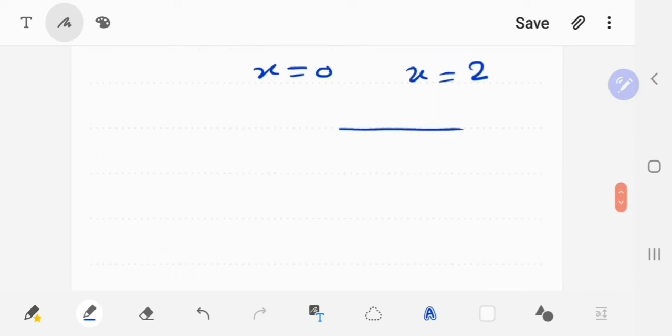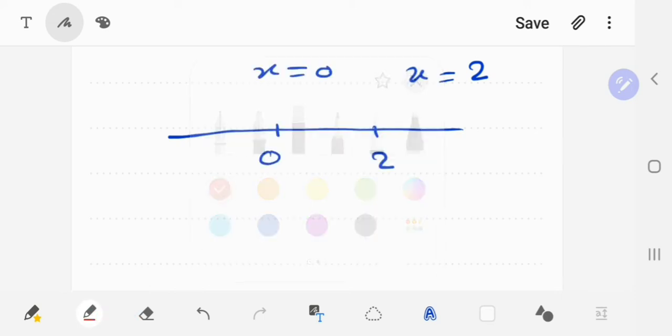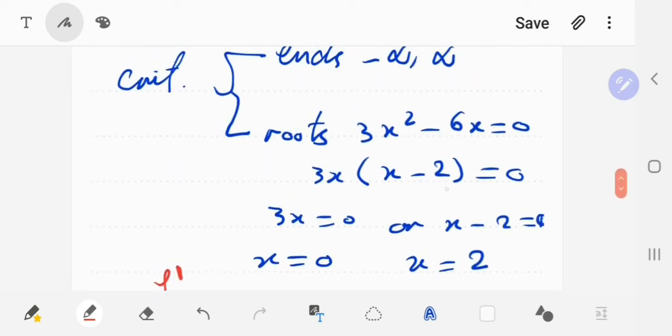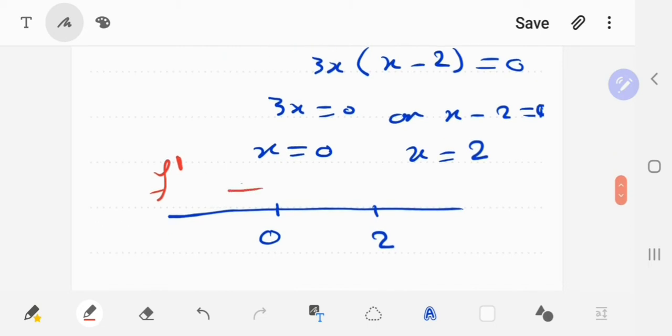We have to check the sign of f prime on the number line. So remember that you are checking the sign of f prime. So the values that we are going to choose, we are going to substitute them in f prime. So let's say I'm going to choose -1 in f prime. You can use this form. This is easy. -1 times 3, that's negative. -1 minus 2, that's negative. So negative times negative will give you a positive value. So this interval will be positive.